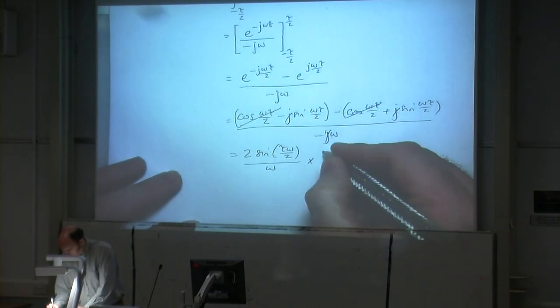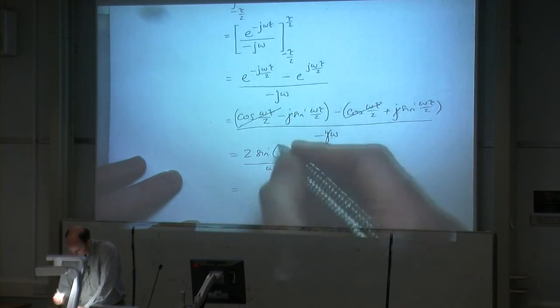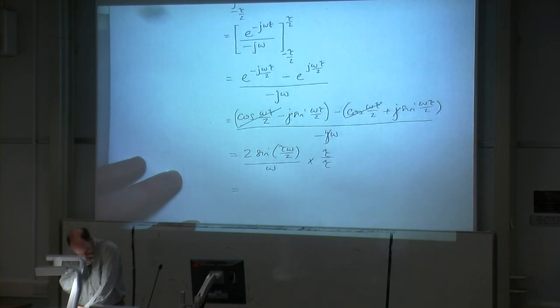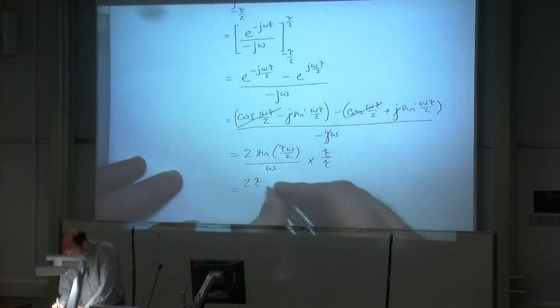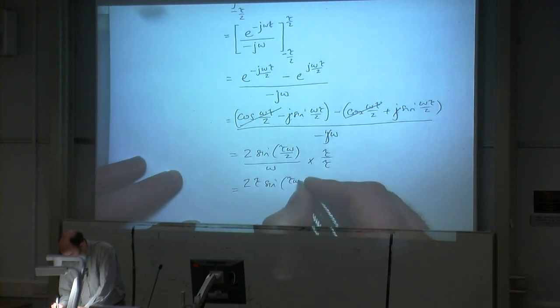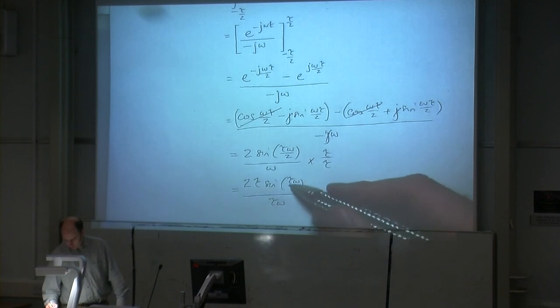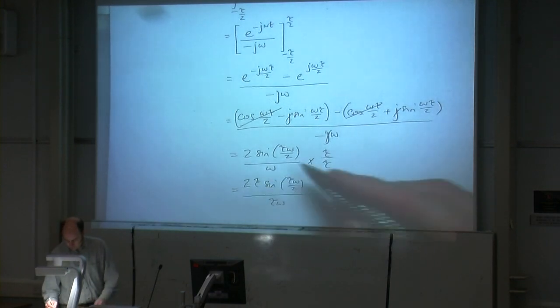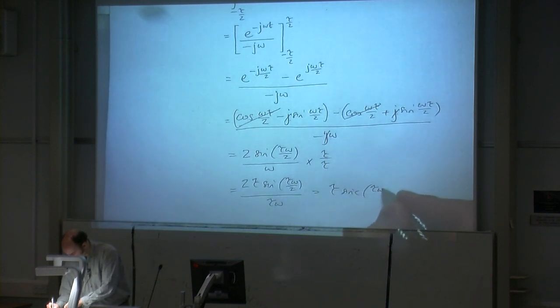For the sake of argument, I'm going to multiply this by tau over tau. So we have 2 tau sine tau omega divided by 2 divided by tau omega. And look, we've got tau omega divided by 2 and tau omega divided by 2. So this is very simply tau sinc tau omega divided by 2.